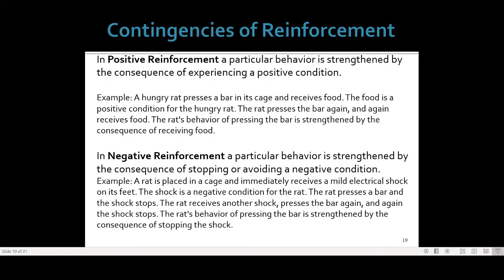The rat receives another shock, presses the bar again and again, and the shock stops. So the rat's behavior of pressing the bar is strengthened by the consequence of stopping the electric shock. The rat will keep on pressing the bar in order to avoid that mild electric shock. That's called negative reinforcement: the behavior is done to stop or avoid the negative condition.